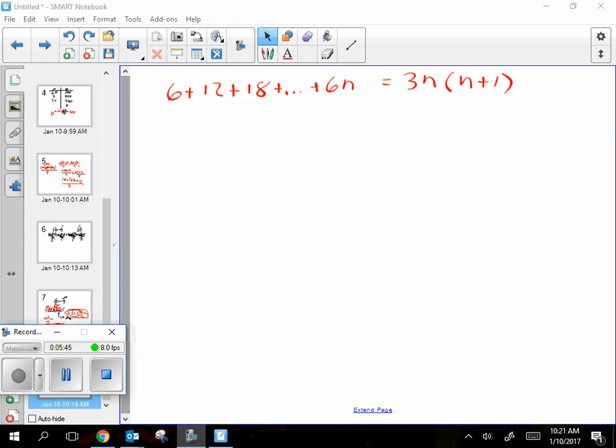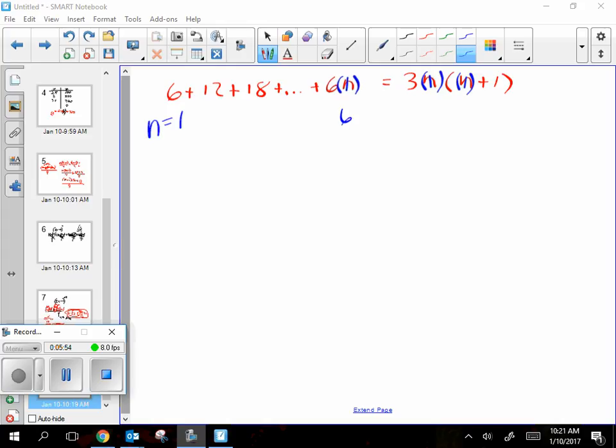And it's very typical. So first you prove that it works for n equals 1. Well, that's easy. You stick a 1 here, you stick a 1 here, and a 1 here. Turns out that 6 equals 3 times 1 is 3 times 1 plus 1, which is 3 times 2. 6 equals 3 times 2, which 6 equals 6. You always end with an exact equality. There, proved it.